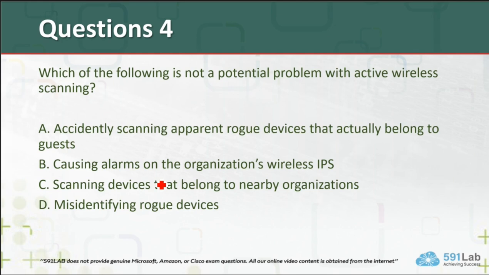So actually the answer for this one is B, causing alarms on the wireless intrusion prevention system. Of course, this is not a potential problem with active wireless scanning, because not only should active scanning be expected to cause wireless IPS alarms, but they may actually be desired if the test is done to test responses. So actually B is the right answer in here.